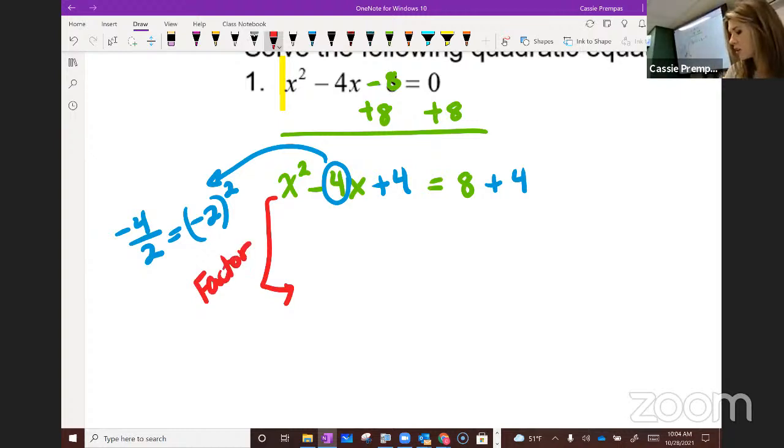So as I factor this piece down, it's going to create a quantity squared. I know that. But what is going to go in the parentheses? 2. And x, is it going to be x minus 2 or is it going to be x plus 2? Well, how do we know? How do I know if it's going to be x plus or x minus? Lydia?